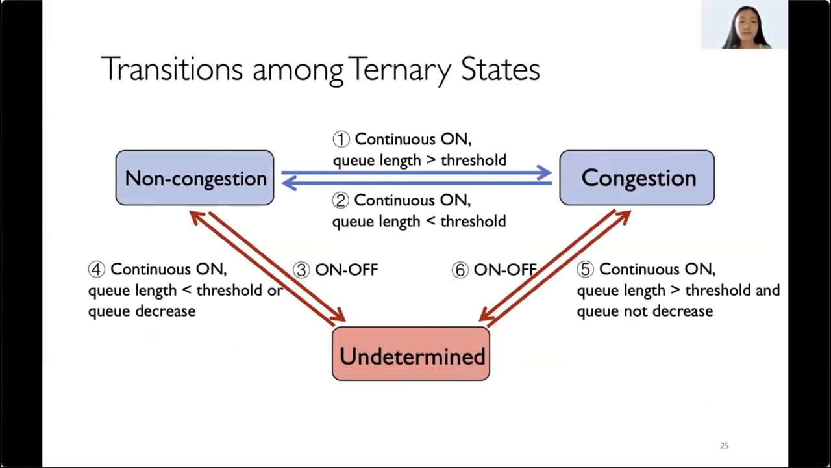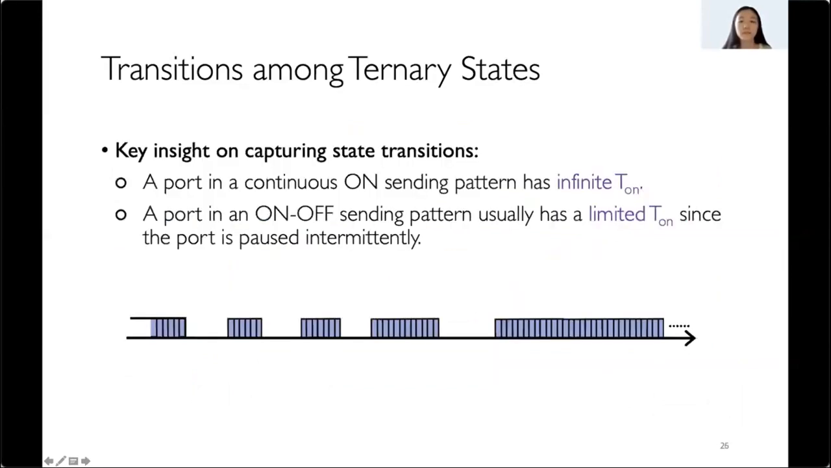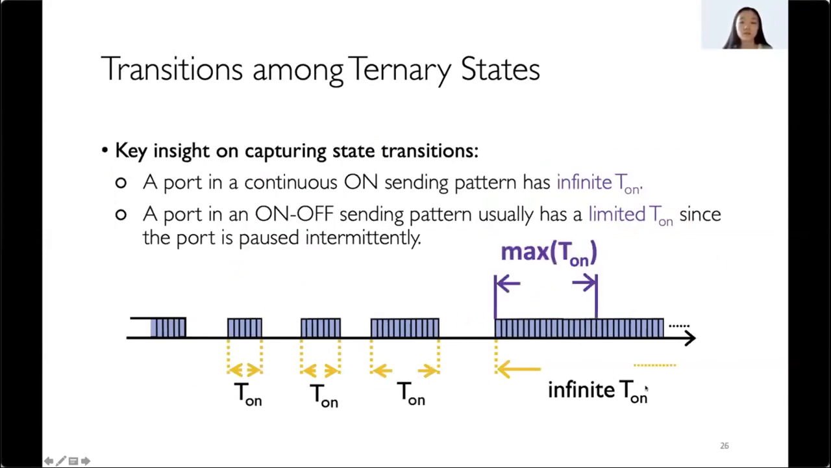According to this state transition diagram, the crucial problem is to distinguish between the continuous on pattern and the on-off sending pattern. Assume the duration of an on period is T_on. Our key insight is that a port in a continuous on sending pattern has an infinite T_on, while a port in an on-off sending pattern usually has a limited T_on. So, in other words, we can seek the max T_on to distinguish between these two patterns.